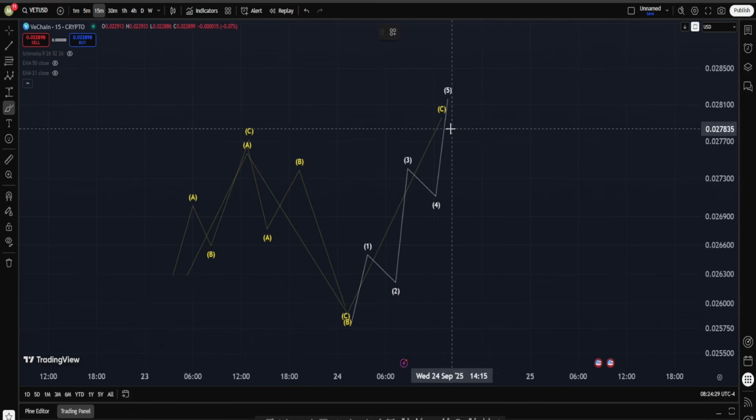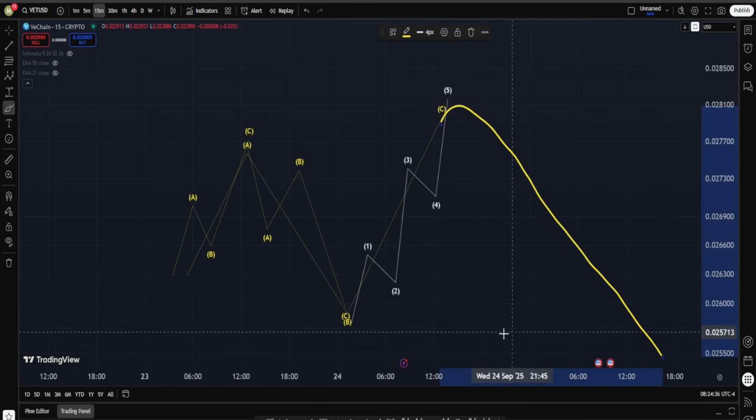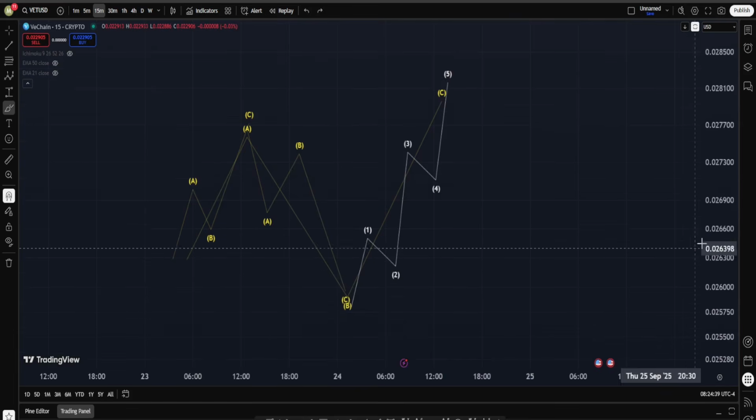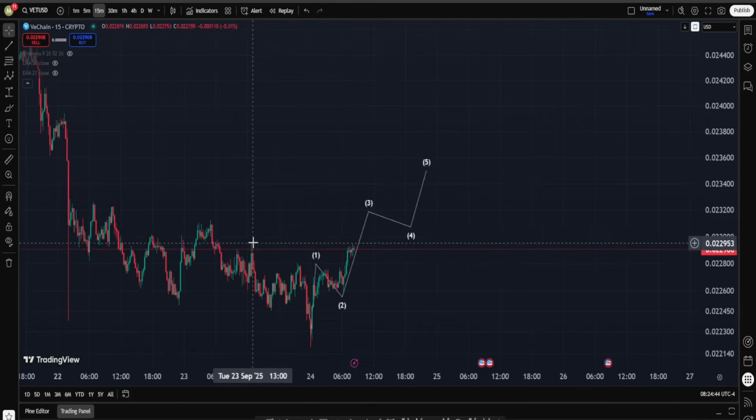And if this is happening, then after this 5 wave, you are going to witness a rather strong move down in order to once more take the lowest low. Now, let's go on the live chart. Okay, so here is what's going on.